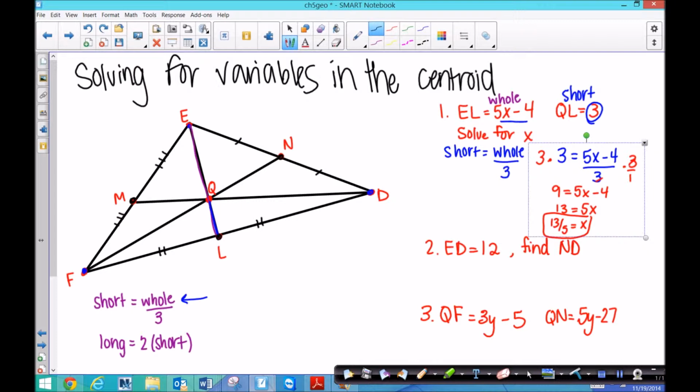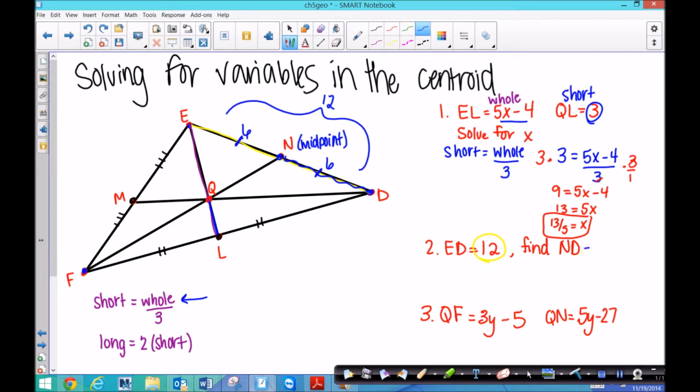So the next thing that we need to do is look at number 2. It says that ED, so we look at our picture and we find segment ED is 12. And it says that we need to find ND. Well, ND is one of the two congruent parts of this segment because N is a midpoint. So if N is a midpoint, that means that if the whole thing is 12, each of these should be 6. So ND is 6. And we had to do very little to find that.